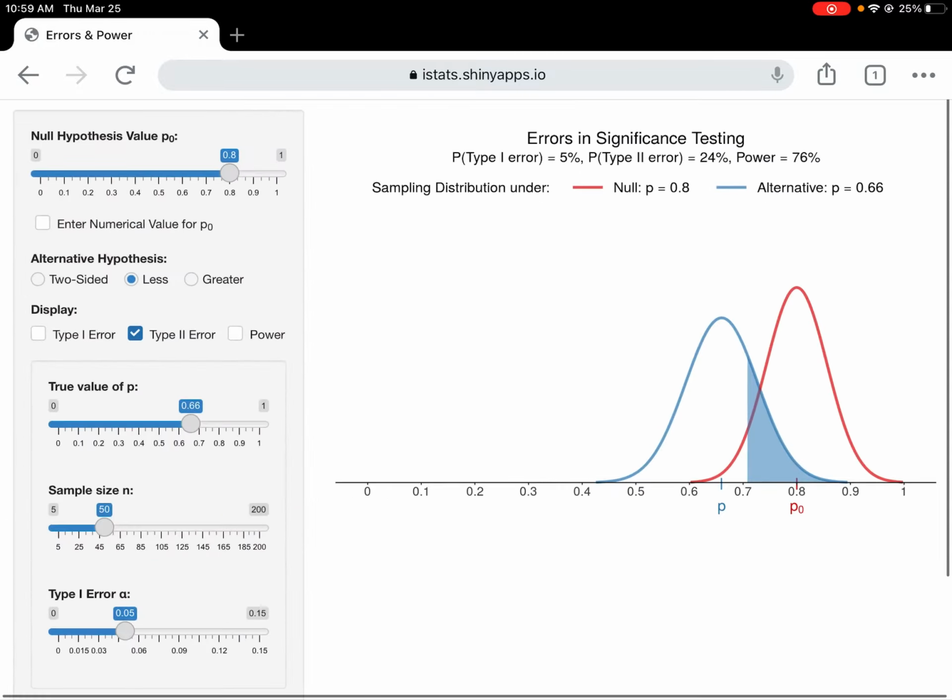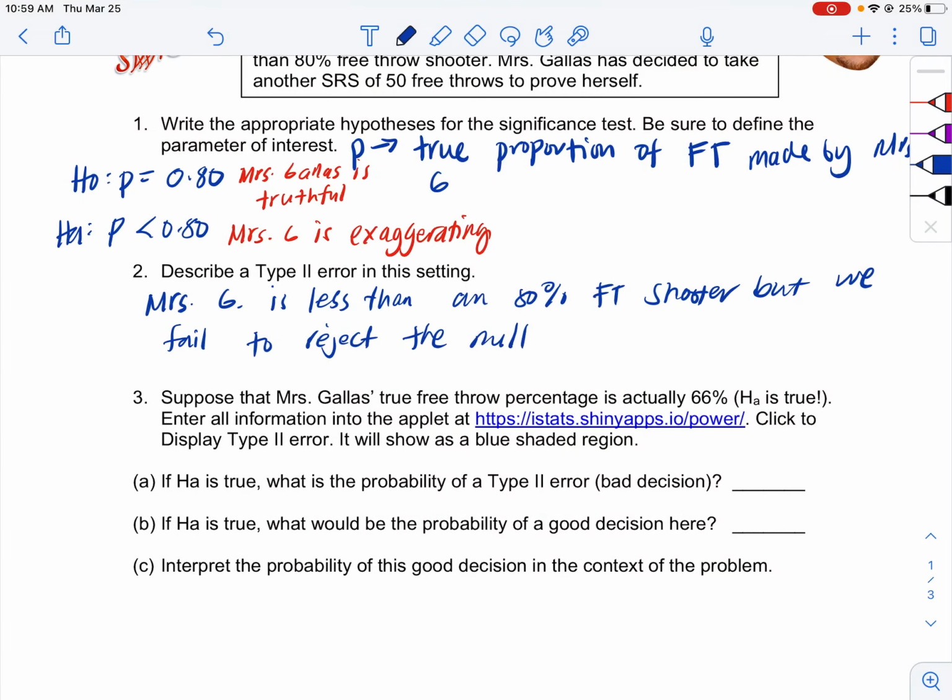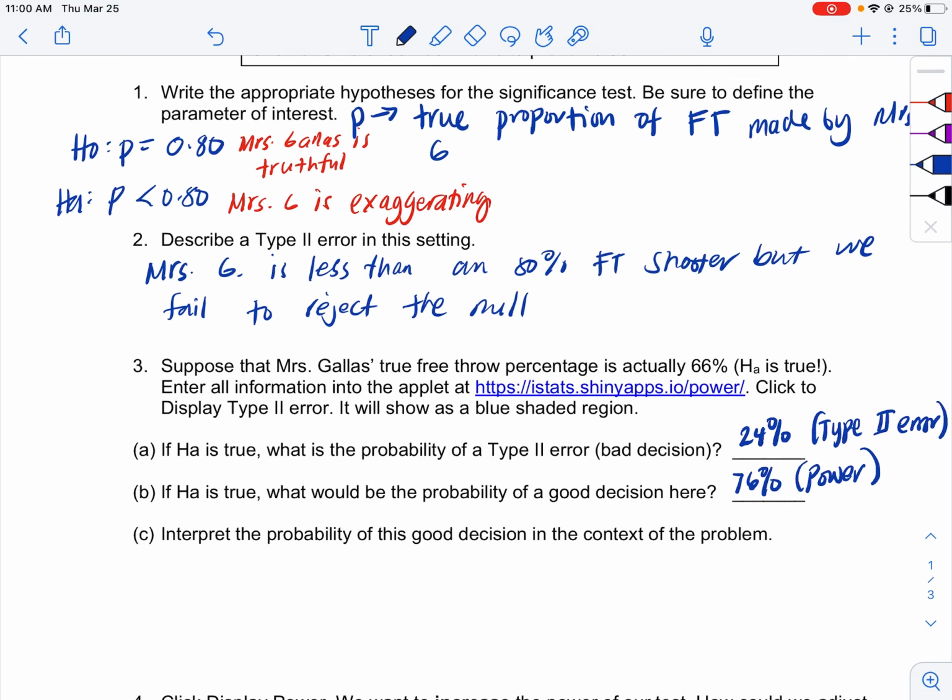All right, so let's go back to the paper. If HA is true, what's the probability of type 2 error? That's 24%. This is type 2 error. And if HA is true, what is the probability of making a good decision? 76%. That is your power of a test. If you add the power and the type 2 error, that's 100%, right? Okay, just making sure.